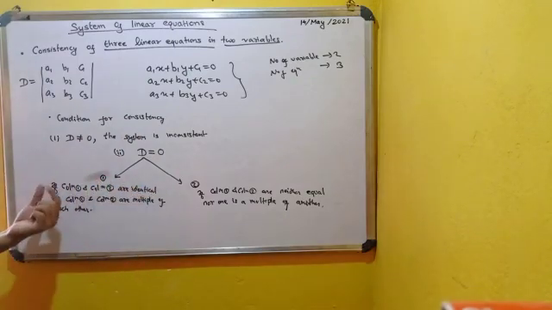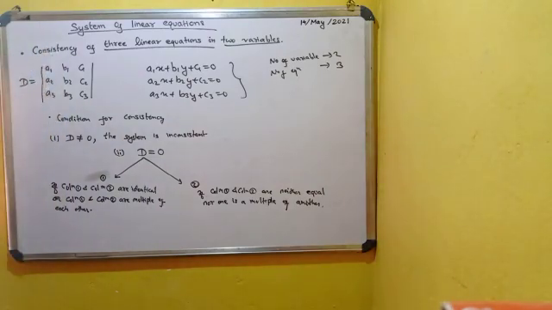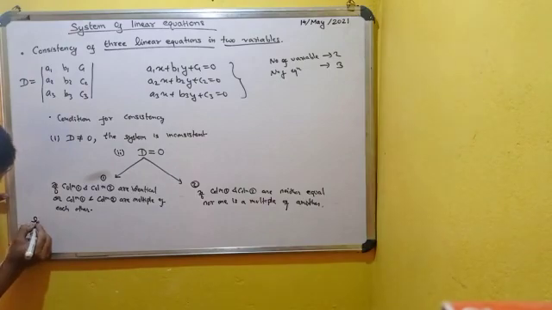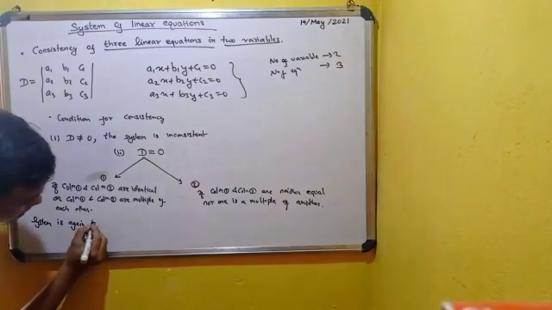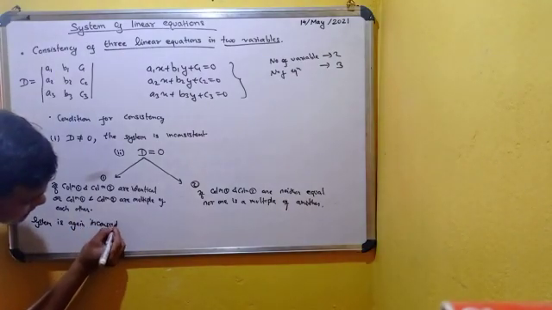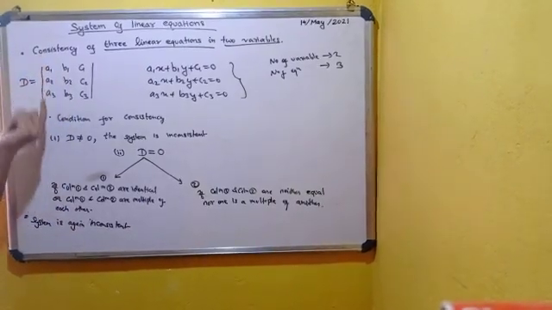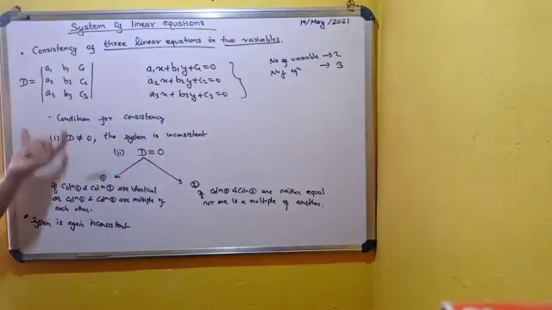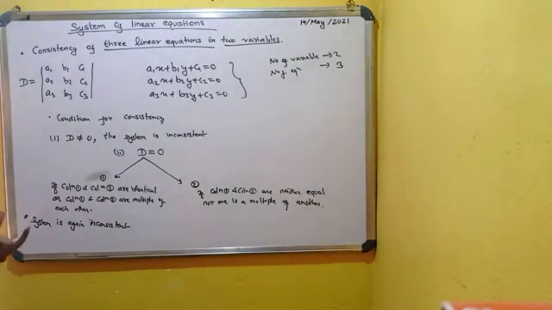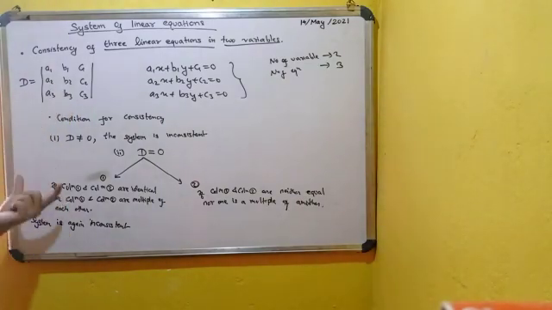In case 1, column 1 and column 2 are identical, meaning these two columns are the same. So in that case, the system is again inconsistent. So if column 1 and column 2, that is the coefficient of x and coefficient of y, are equal or the same, then you can say that the system is inconsistent. Again, if one column is a multiple of the other, then also the system is inconsistent.